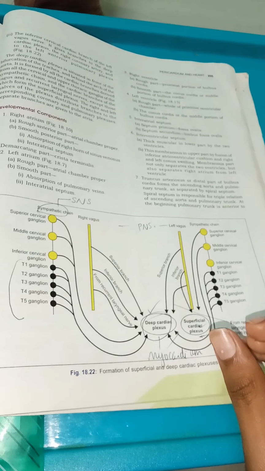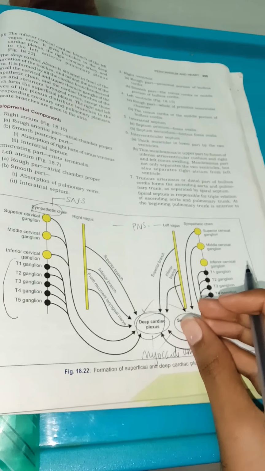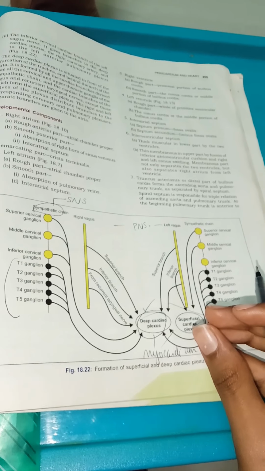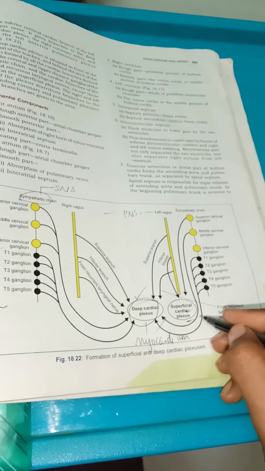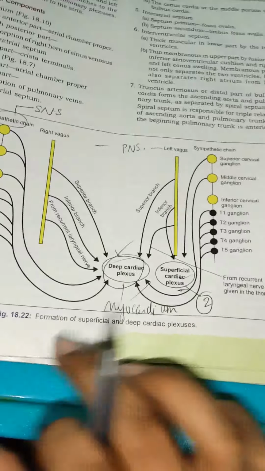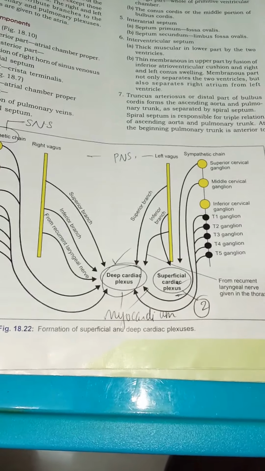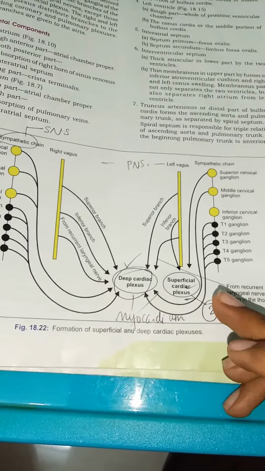Below the arch of aorta, in front of the right pulmonary artery, and it is mainly formed by only two branches. Very important to remember and very easy also. So first, if you learn about the deep cardiac plexus, it's very easy to learn about the superficial cardiac plexus. How? Let us check.